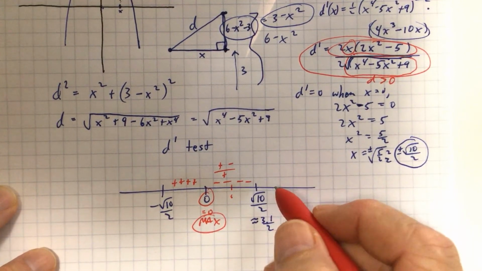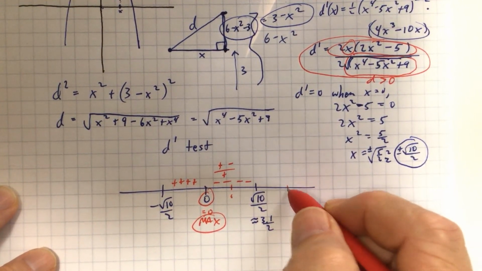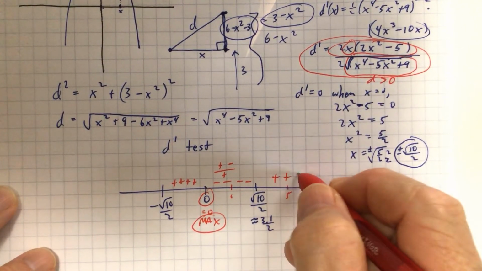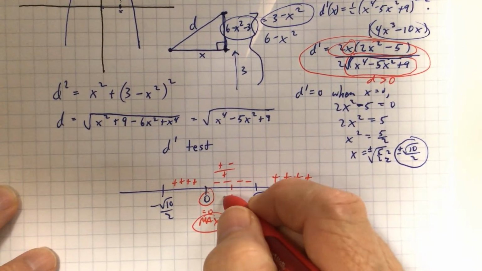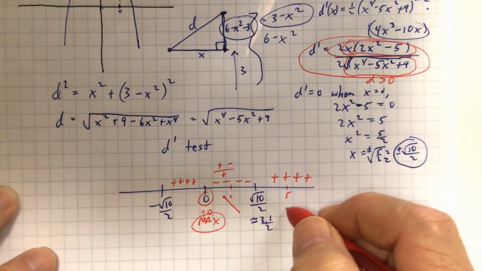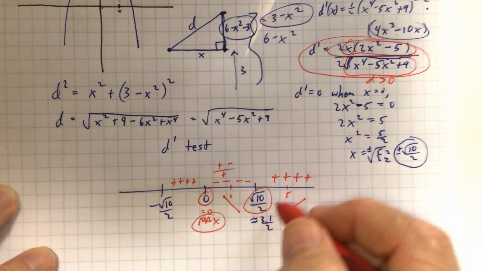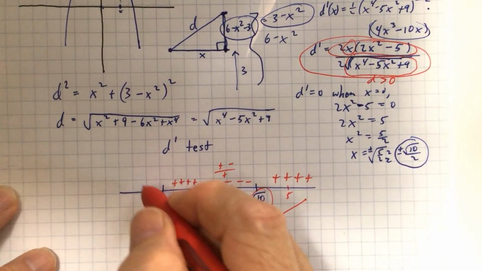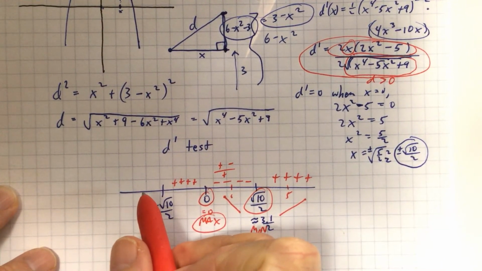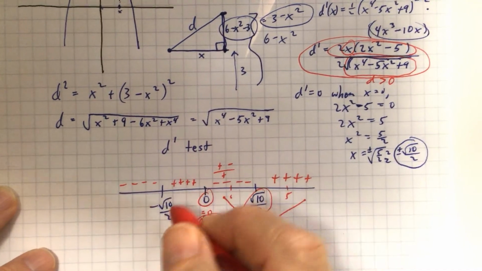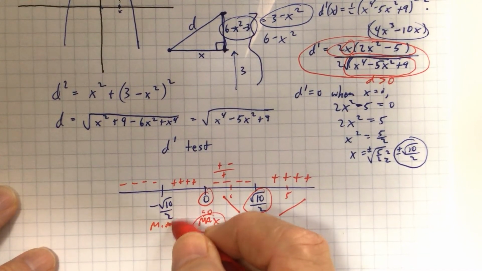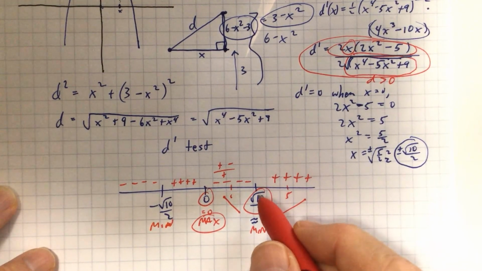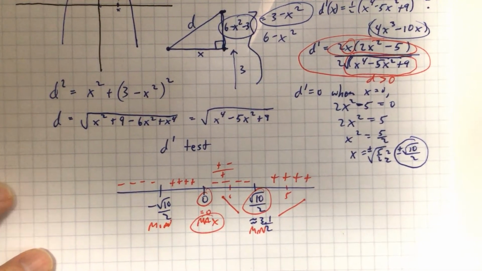And then if we pick a value like 5, well, if we plug in 5, we get positive, positive, positive, so therefore positive. And therefore d goes from decreasing to increasing, and therefore we have a minimum right there. And then we're going to have the same thing over here. Negative 5, it's going to be negative, and we're going to have another minimum. And so therefore we have a min, a max, and a min. And the mins are going to happen when x is equal to radical 10 over 2.